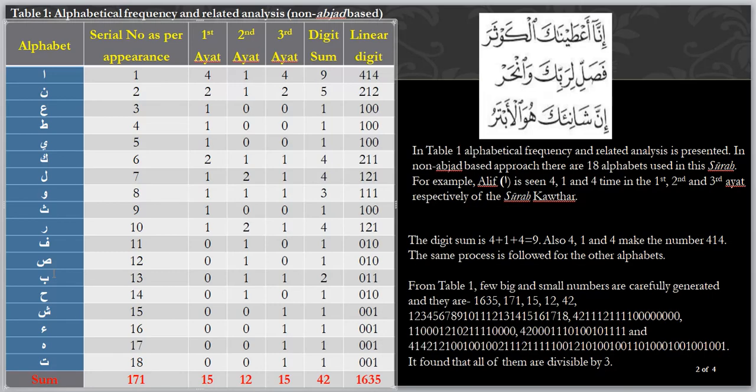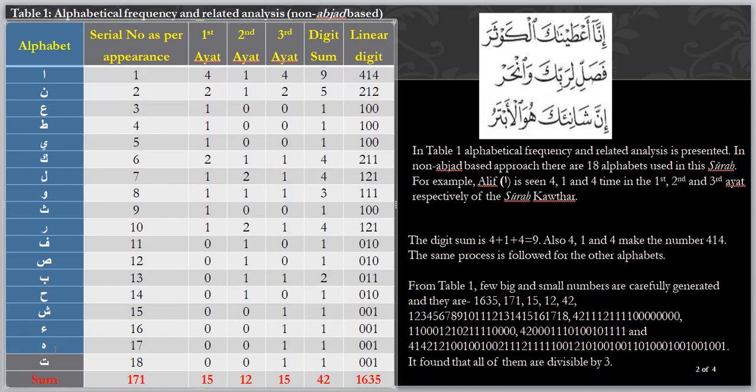And the same lecture is presented in one of my previous lectures, in part number 9. That means the same pattern of lecture is shown in part 9, showing the Abjad based analysis. But here we are going to present in front of you the non-abjad based analysis. And in the non-abjad based analysis, there are actually 18 alphabets used in this surah. So let me explain this table at first.